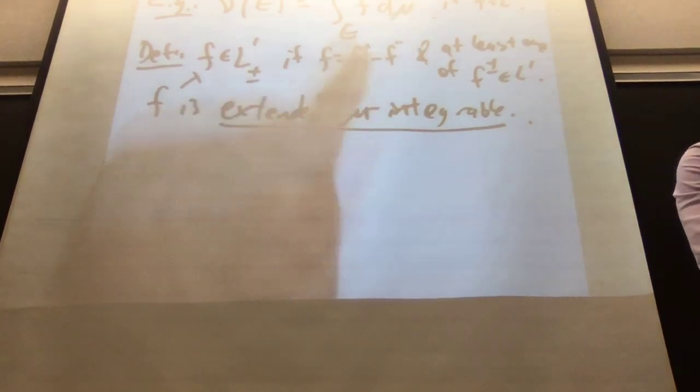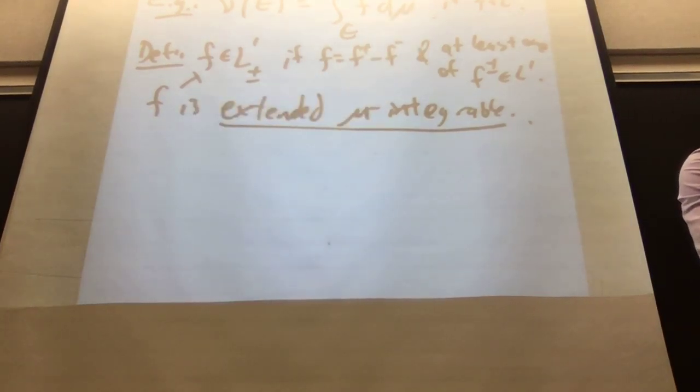Does it still work if you replace mu with the signed measure? We haven't defined integration on a signed measure. We're about to. We have to prove a couple of theorems before we can. But that's why I did it for a positive measure first, because we know what we mean by this integral.